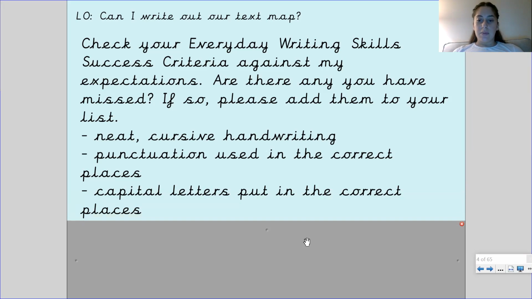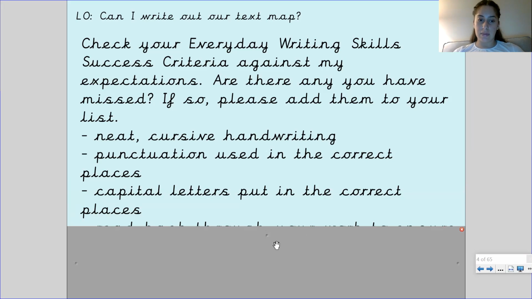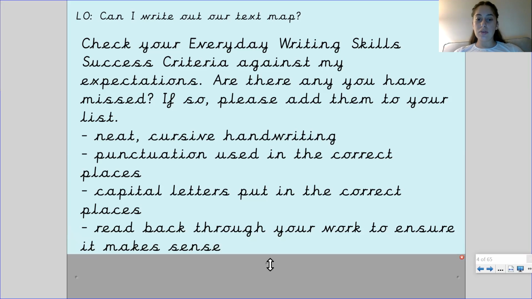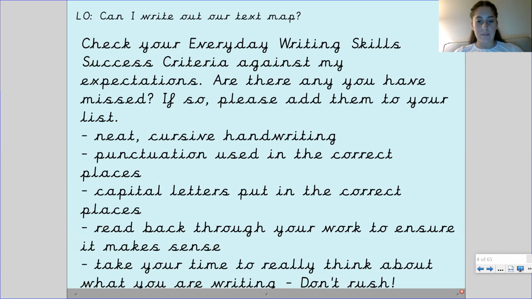Also, capital letters put in the correct places. So where do you need capital letters? We need capital letters for the beginning of each sentence and also for proper nouns. Proper nouns are names given to people or places. You must also read back through your work to ensure that it makes sense. So every now and then, go back to the beginning of your sentence or even the beginning of your paragraph to make sure you haven't missed out any words that is essential for making your sentence make sense.